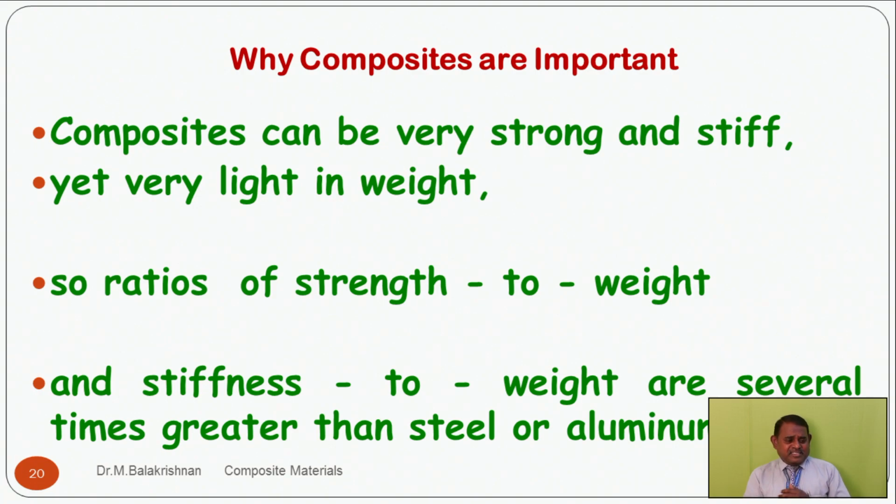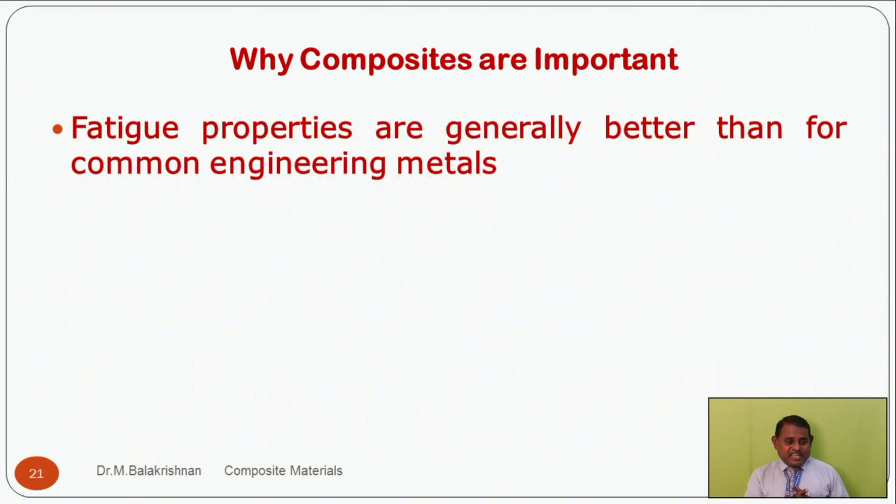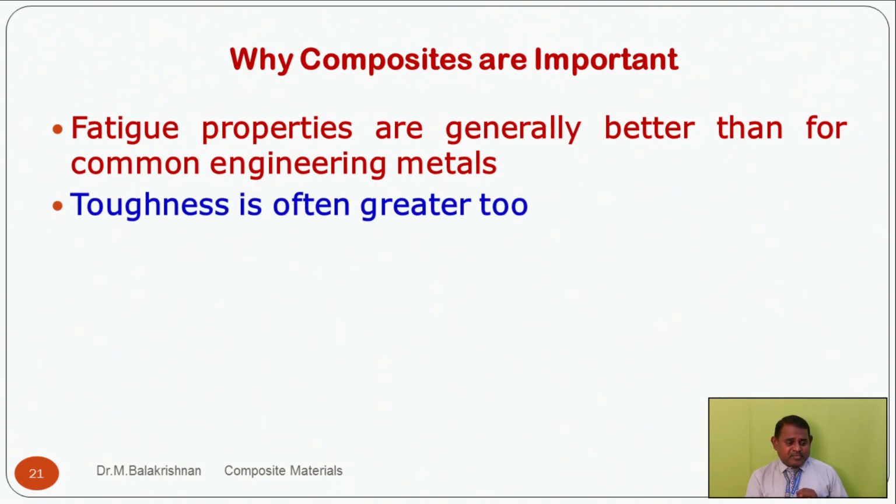Why are composites important? Because composites can be very strong, very stiff and very light in weight. Strength-to-weight ratio and stiffness-to-weight ratio greater than steel or aluminum are easily achievable. The same stiffness can be achieved with light weight. That is the beauty of composites. In addition to the points we discussed in the earlier slides, fatigue properties are generally better than common engineering metals, which is another advantage of composites, and toughness is often greater too.